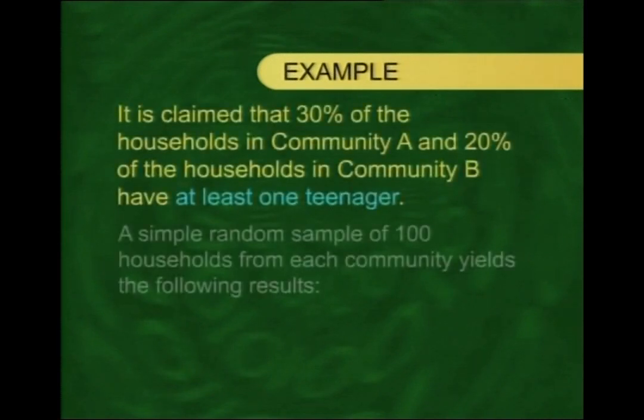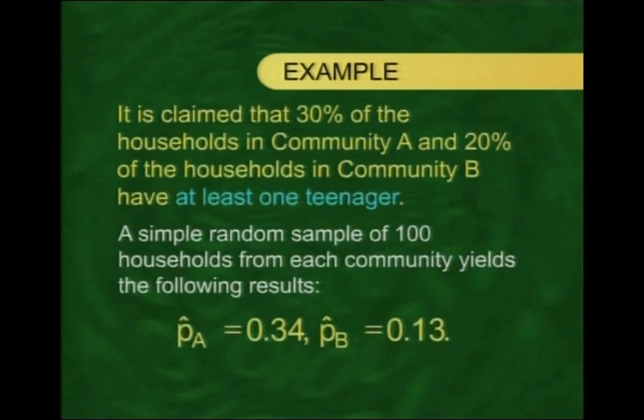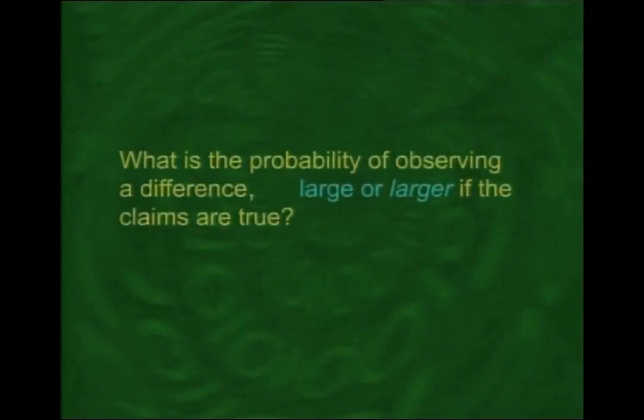It is claimed that 30% of the households in community A and 20% of the households in community B have at least one teenager. A simple random sample of 100 households from each community yields the following results. P hat A is equal to 0.34 and P hat B is equal to 0.13. What is the probability of observing a difference this large or larger if the claims are true?